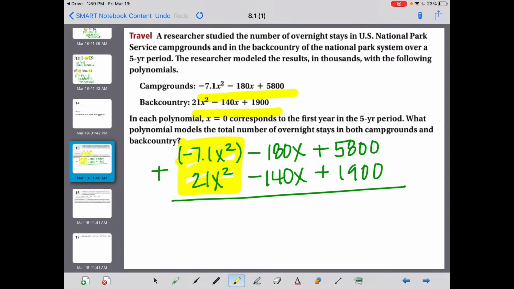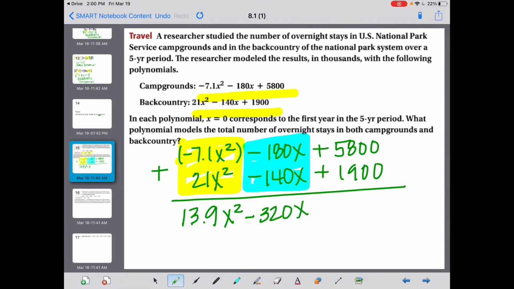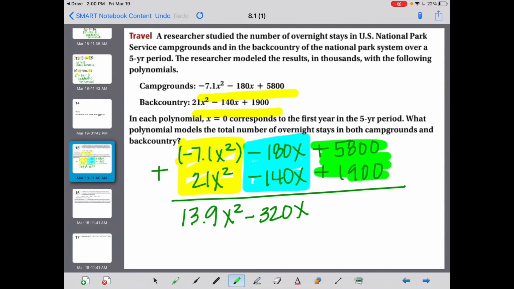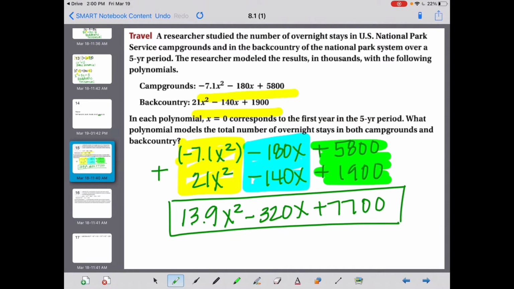So the first thing we're going to do is add together our x squareds. If I have a 21 and a negative 7.1, that leaves me with 13.9x squared. This next one, I'm going to add up just my x's. I have negative 180 plus negative 140, which gives me a negative 320x. And then last but not least, we're going to add together 5800 plus 1900, which gives us a positive 7700. That's actually your final answer for this.